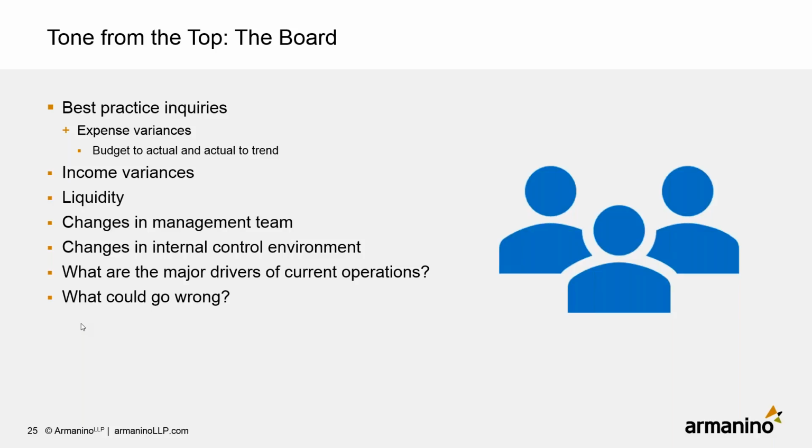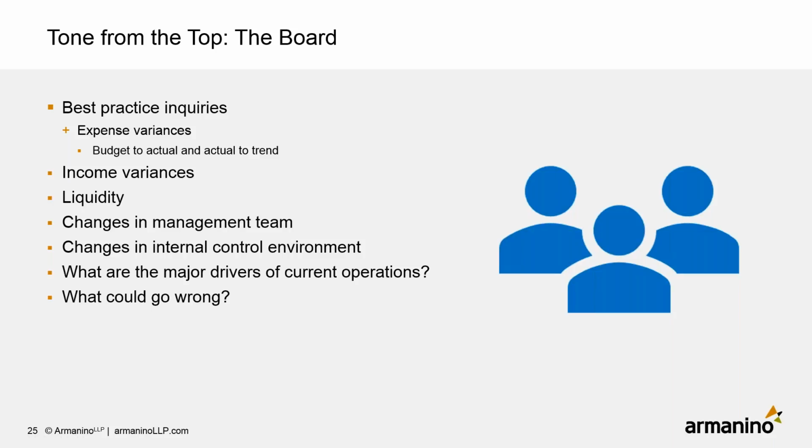What I like to see is a board that challenges the management team, and they don't just read the financials, but they ask probing questions, and they're really testing to see if the management team not only knows the finances, but can understand and really has a firm grasp of the operations. And some of those good inquiries are demanding explanations for income and expense variances from budget to actual and actual to trend. If we're growing or shrinking, why?